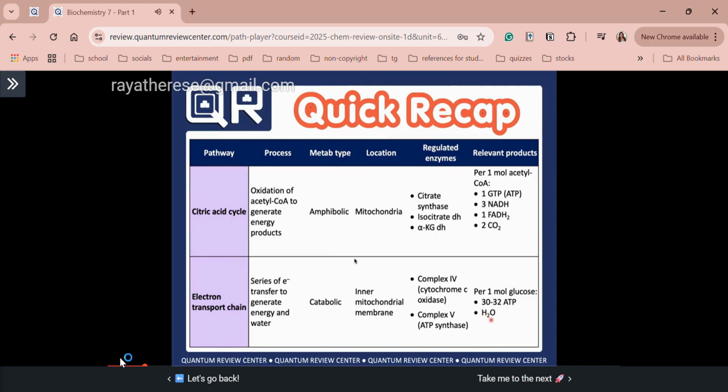And class, don't forget our byproduct H2O that is produced upon reduction of your oxygen molecule. Diba, oxygen is our final electron acceptor in your electron transport chain.